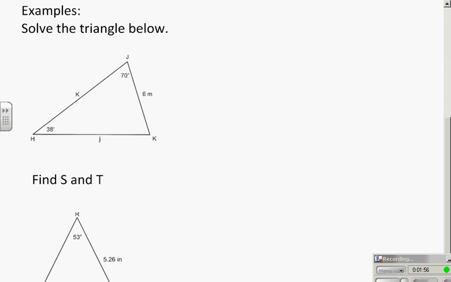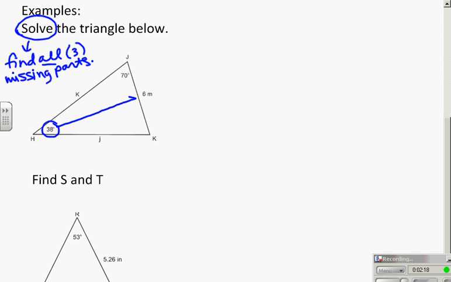Now, key trig: this word, solve, says find all, which is usually 3, missing parts. That is explicit. That is what it means. So if the directions say solve the triangle, it is a 3-point problem. Now you always want to start with what you are given. I know this angle and its side opposite. I know this angle, but I don't happen to know its side opposite. But knowing an angle and its opposite side sets me up for the law of sines.